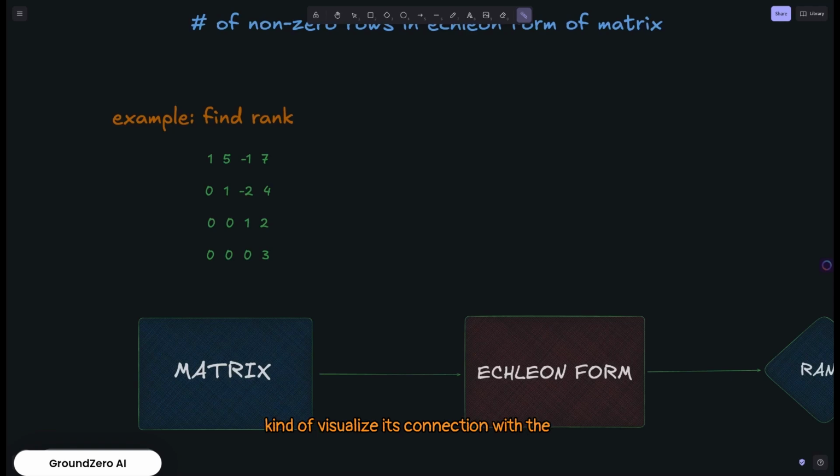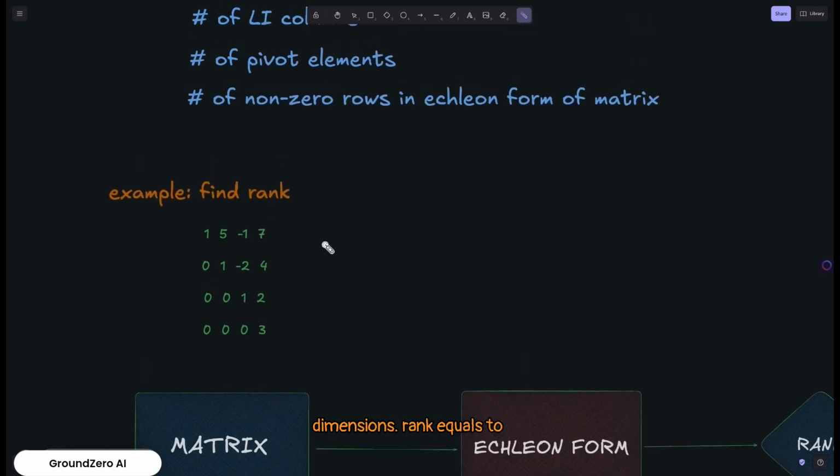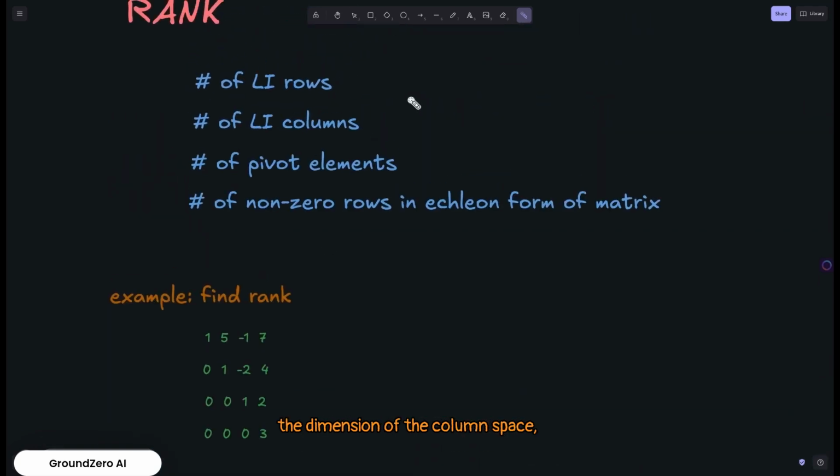So let's also visualize its connection with the dimensions. Rank equals the dimension of the column space, right? That is, how many independent directions your columns present. And rank also equals the dimension of the row space, so how many independent equations you genuinely have.